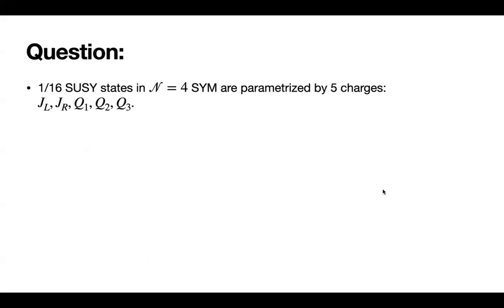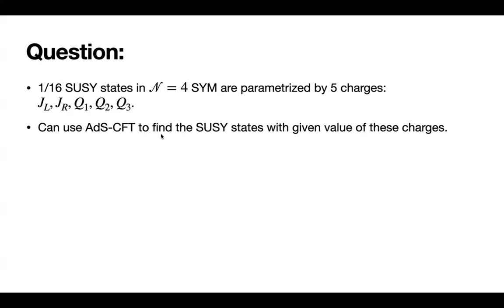So suppose we are looking at 1/16 supersymmetric states in N=4 super Yang-Mills theory. These are labeled by five charges. Two charges J_L and J_R are the angular momenta in the bulk AdS, which is dual to N=4 super Yang-Mills, and three charges Q1, Q2, Q3, the R-charges, correspond to the rotations in the internal space S^5 of AdS_5 times S^5.